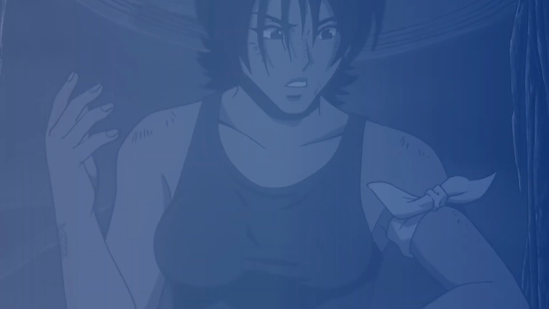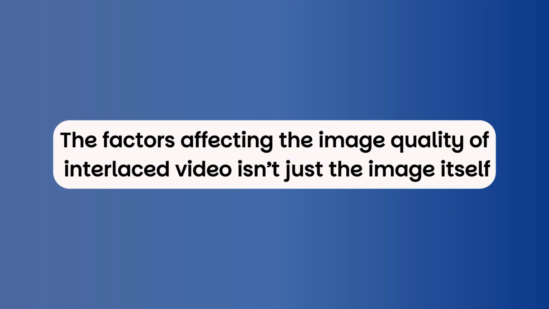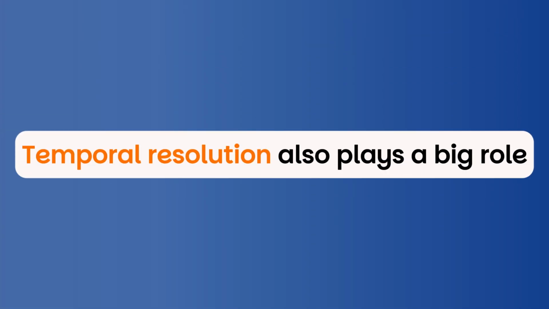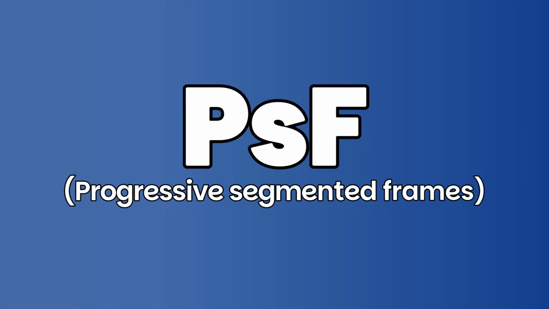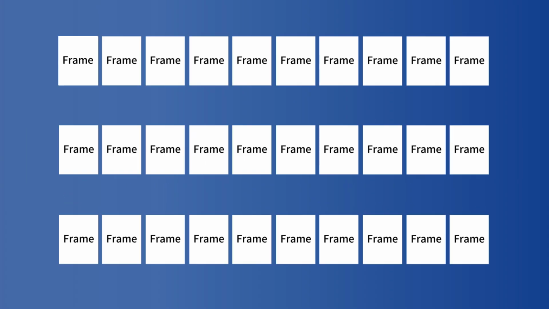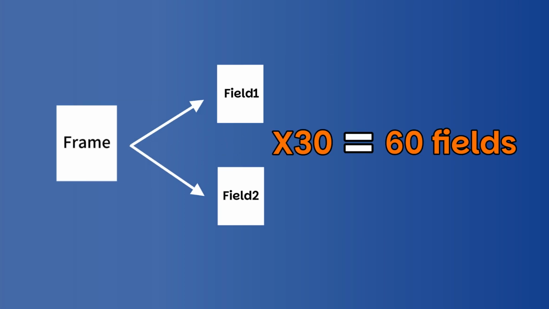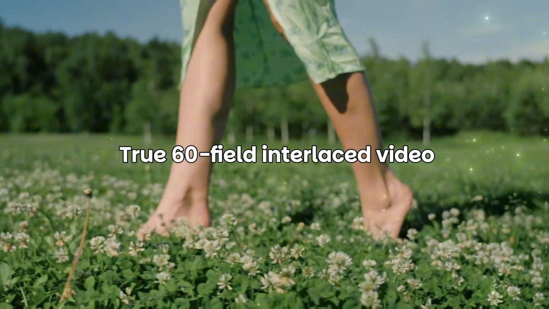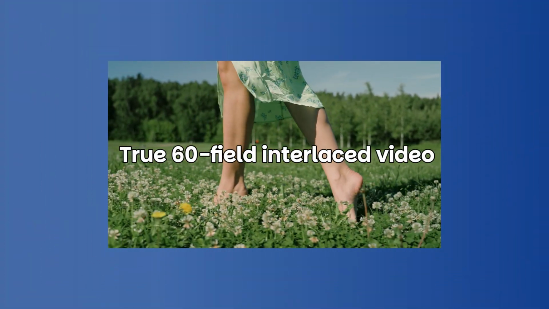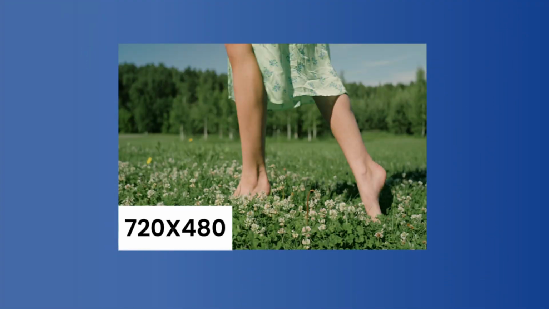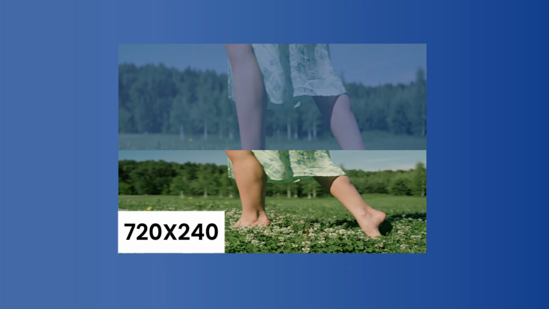But deinterlacing isn't always easy. One major issue is that what affects the image quality of interlaced video isn't just the image itself. Temporal resolution plays a big role too. Some videos use a technique called PSF, progressive segmented frames, which takes 30 frames per second and splits them into 60 fields. This setup can usually be reconstructed into clean, full resolution images. But for true 60-field interlaced video, each field captures a unique moment in time, which effectively cuts the vertical resolution in half. This makes deinterlacing more complex.